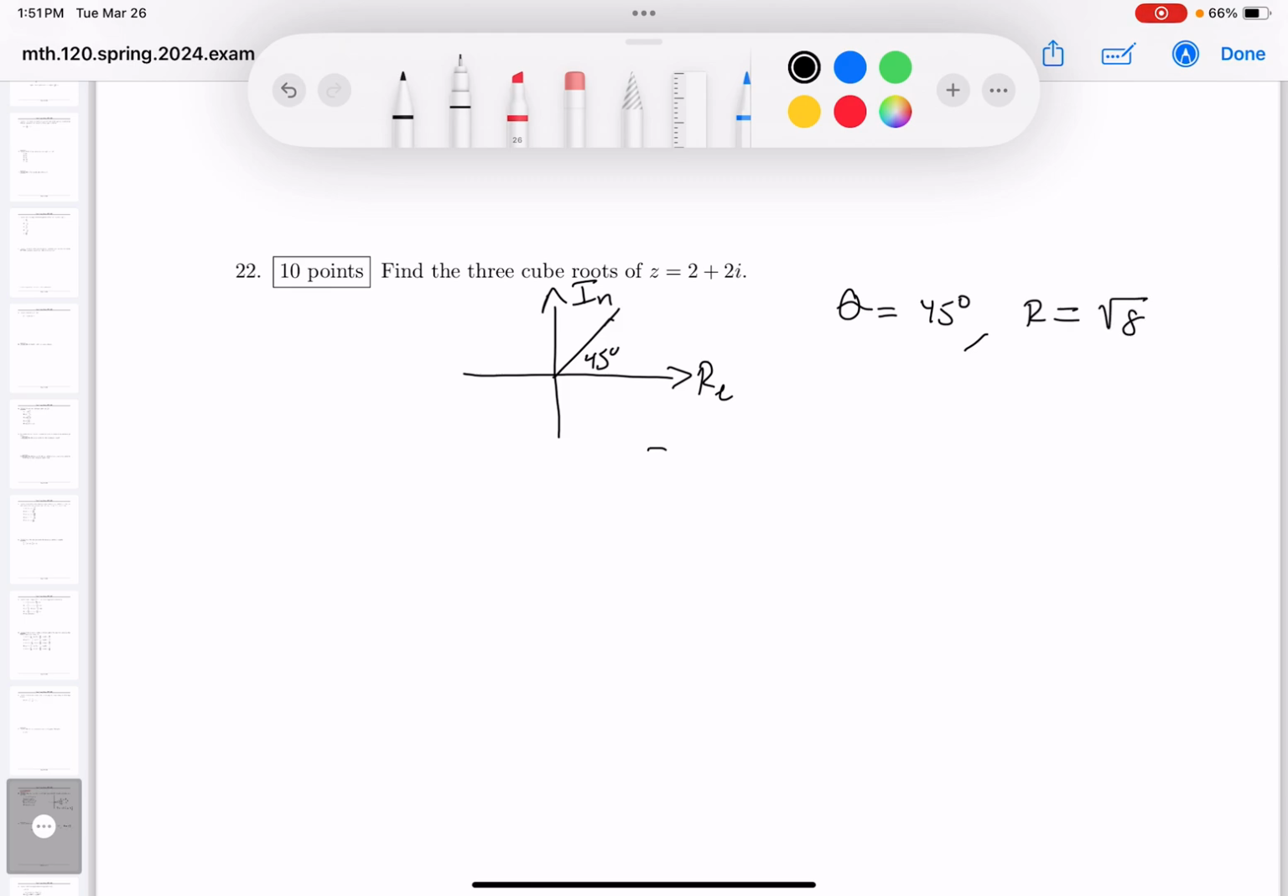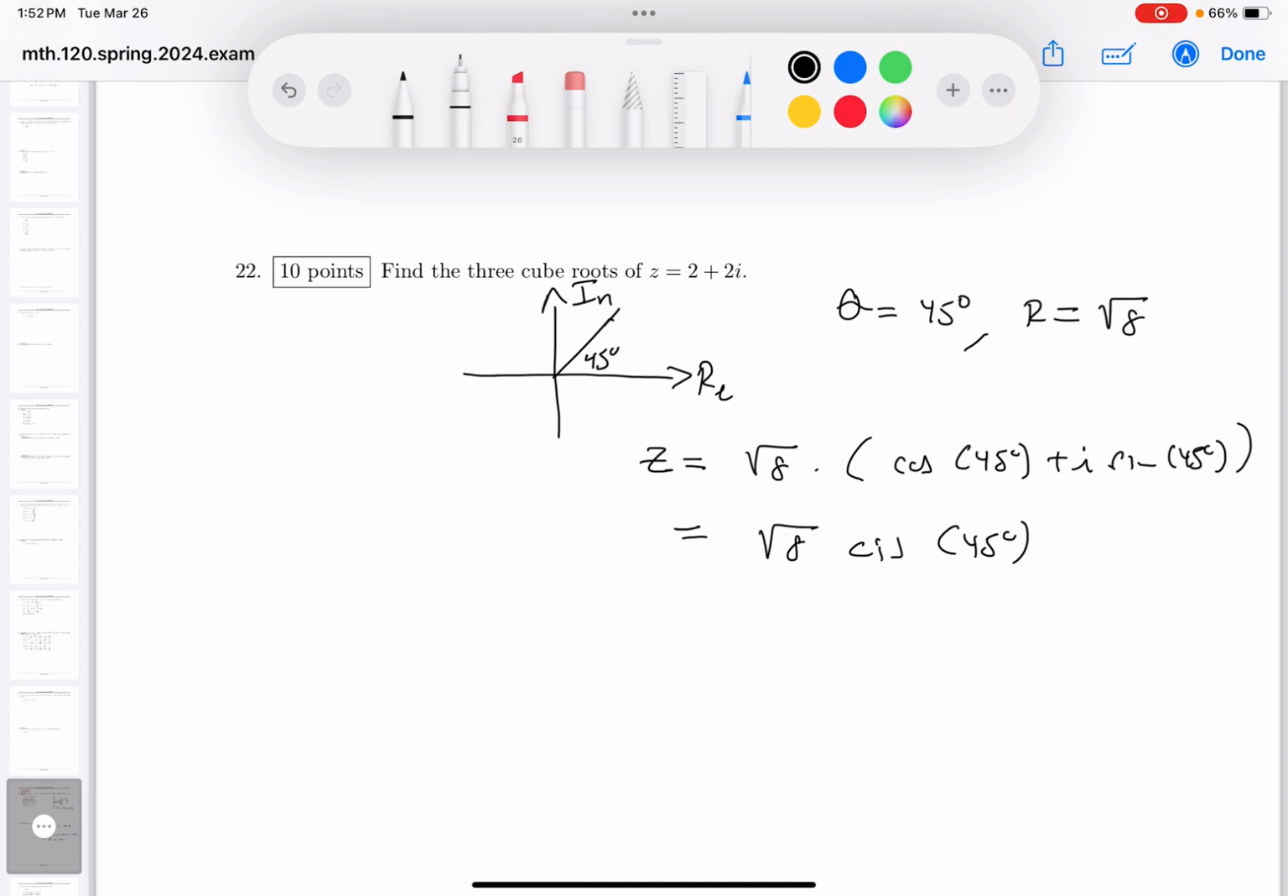So what do you get over here? z is equal to root 8 times cosine of 45 degrees plus i sine of 45 degrees. And as many of you know, if you're attending classroom, I like to write this as cis. All right, that part's done.